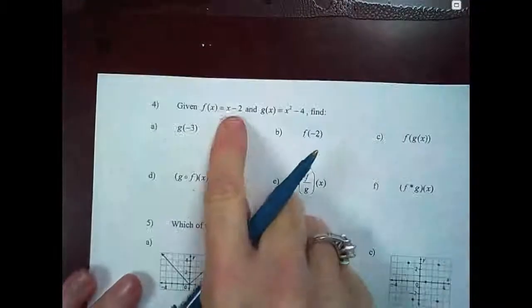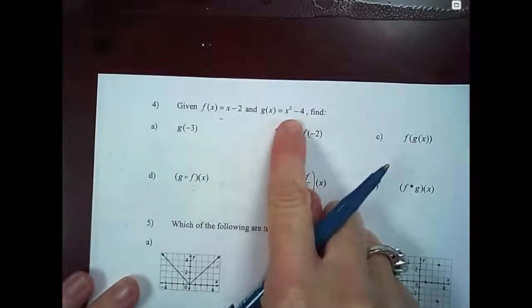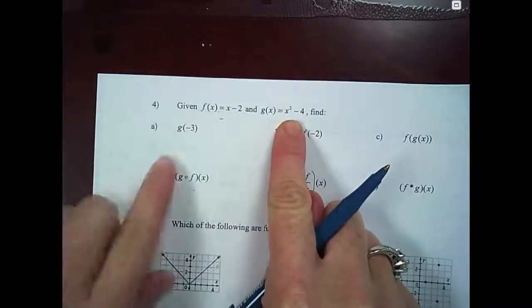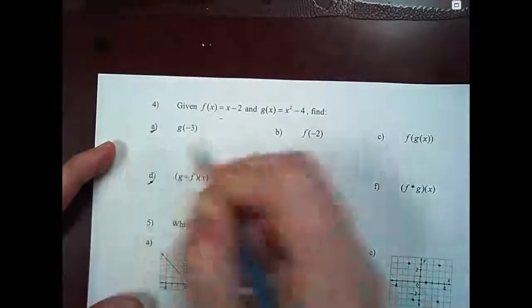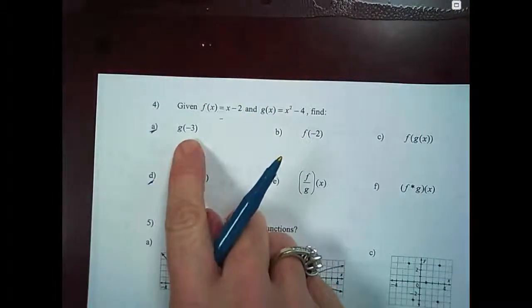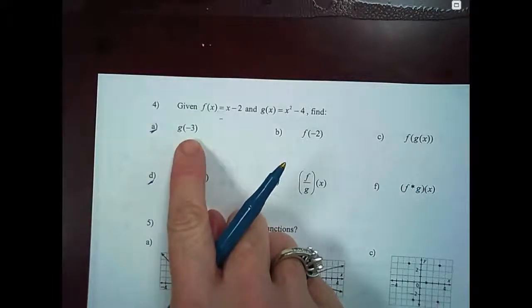There's the next one. Remember these? Given the function f is x minus 2 and g is x squared minus 4, find. And we're going to do a and d right now. Find g of negative 3. What does that mean? G of negative 3. It's kind of like an input box. What am I going to input, guys?